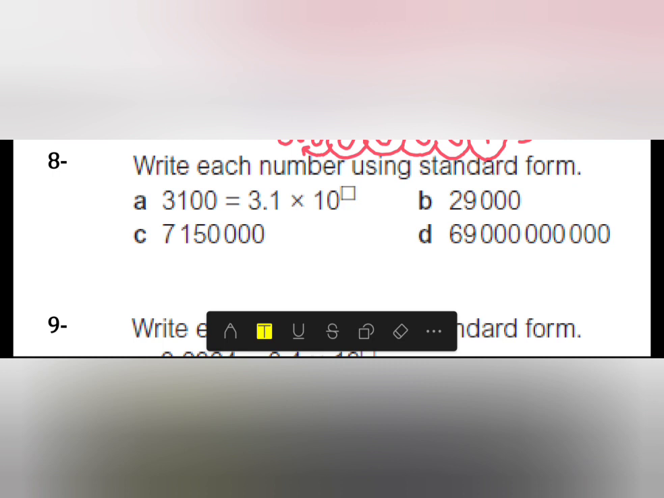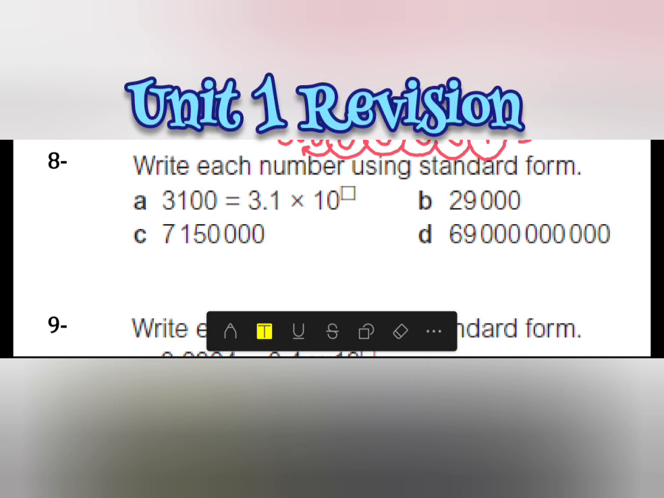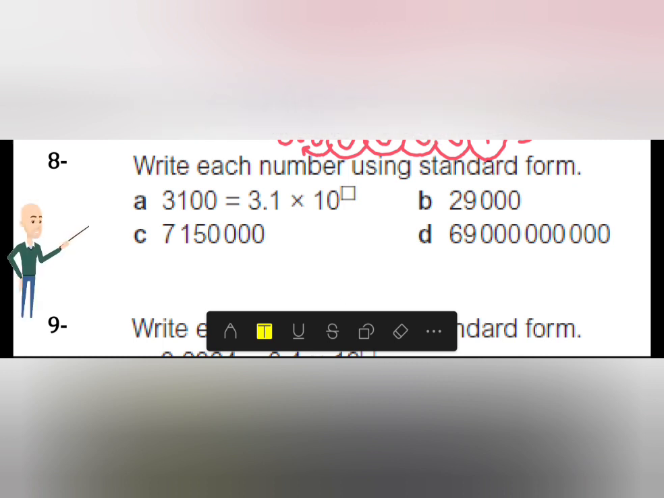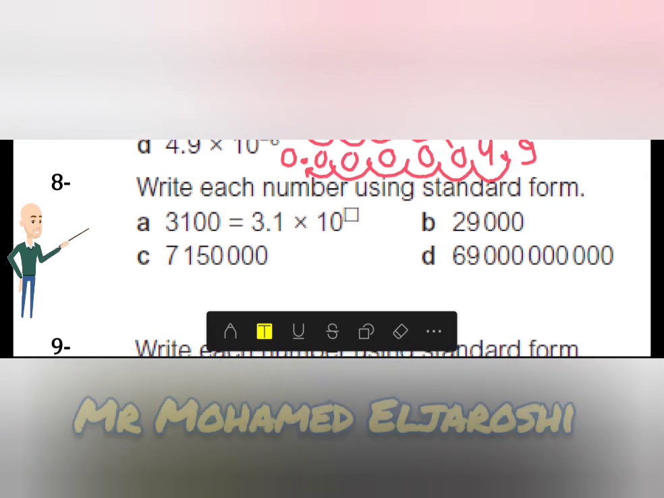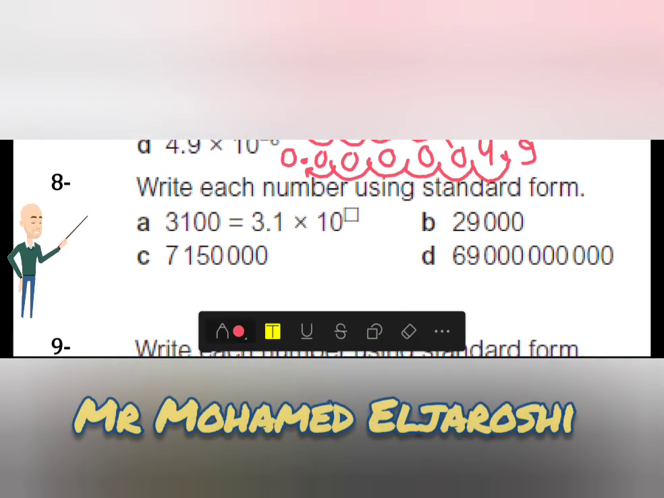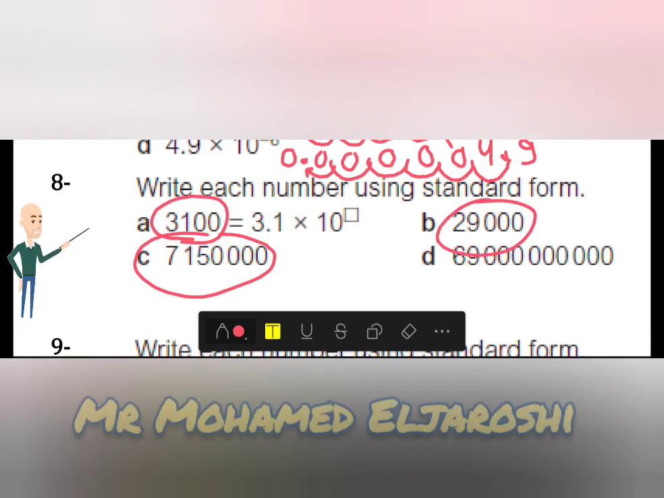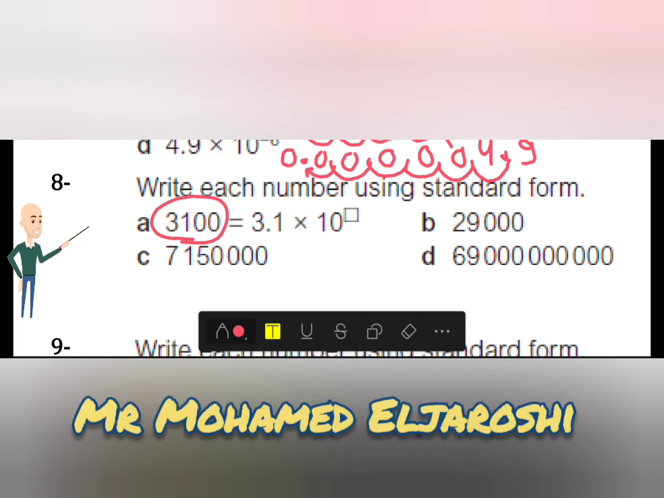In this video, we're going to talk about the rest of the questions in Unit 1 revision. Question 8. Write each number using standard form. Now we have a bunch of numbers, we're going to turn them into standard form. This question is very easy. If you understood the idea of moving the decimal point, you'll find it very easy. Now, let me explain and you'll understand the idea.